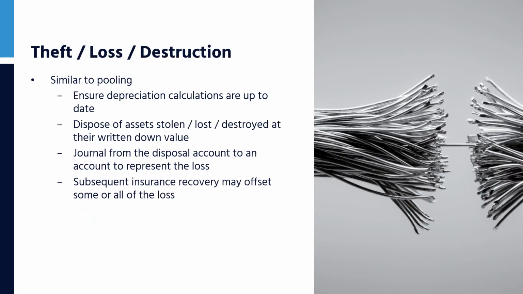Similarly, if you're encountering an issue of theft or loss or destruction, it's all pretty much the same from a fixed asset ledger point of view. You'll be, again, disposing of the asset because you don't have it anymore, and you dispose of it at its written down value, and that would go to the disposal account. And then depending on the nature of why this asset has disappeared and what's likely to happen afterward, you would then journal that disposal account value to elsewhere, most likely.